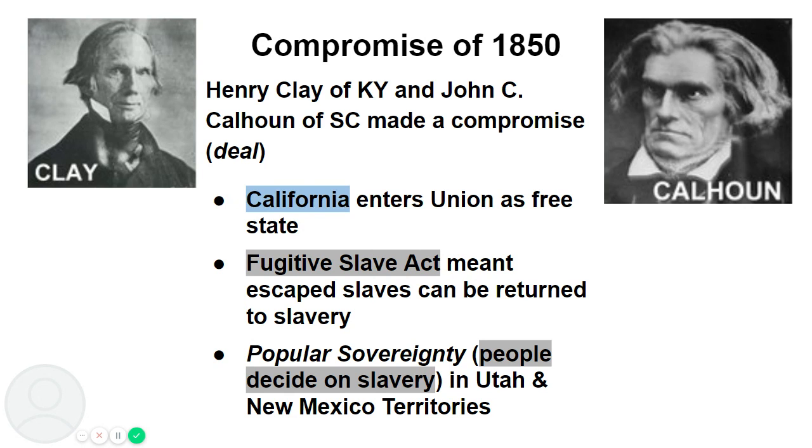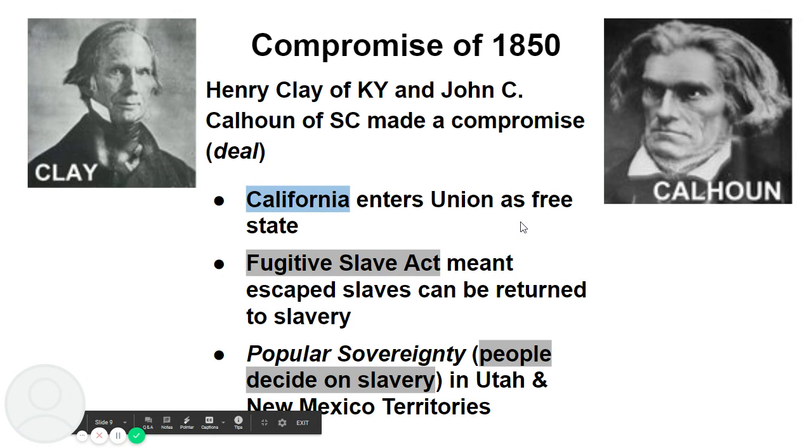But to make the southern slave states happy, the Fugitive Slave Act was passed. One more time, an act means a law. So this is a law that says escaped slaves can be captured and returned to slavery. It also said that they would use popular sovereignty, which means that the people, the voters in these states, decide on whether or not the new Utah or New Mexico territories would become slave states.